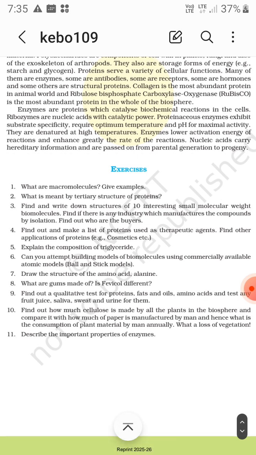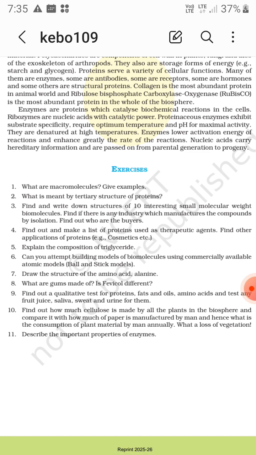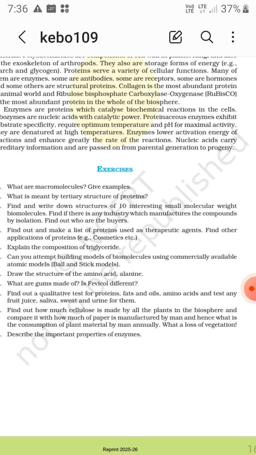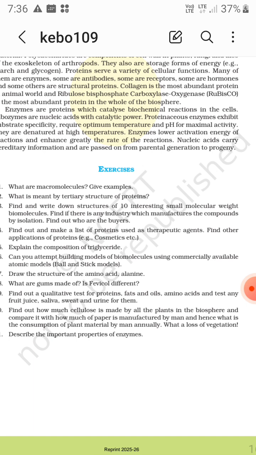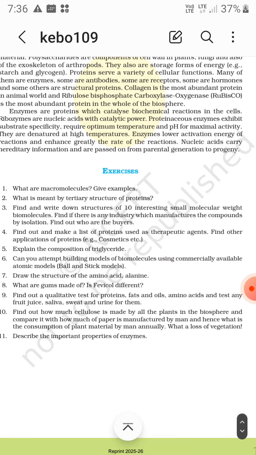Amino acids, these have the alpha carbon. What are gums made of? Is Fevicol different? Gums are like secondary metabolites. I think Fevicol is different. Find out a qualitative test for proteins, fats, oils, amino acids. Test any fruit juice, saliva, sweat and urine for them.